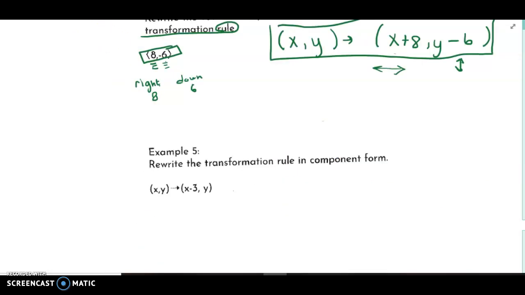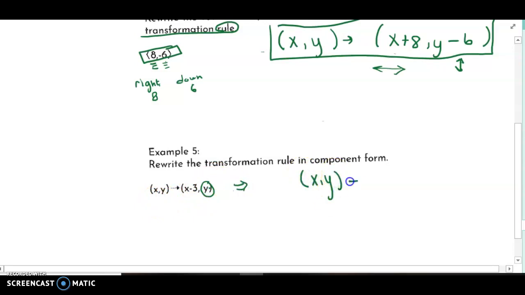All right, this is the last example for this foldable, and I want you to go ahead and try to do this on your own. It's the same as what we just did for example 4, except this time we're going the other way. We're starting with a rule and we want to go to component form. Remember, if there's nothing with this, it's the same as saying x comma y goes to x minus 3 comma. This y is by itself, so think of that as y plus 0. Use that and write it in component form. All you have to do is fill in this number and this number.